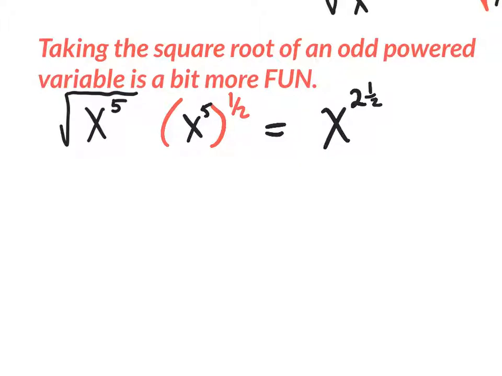Now once again, I did multiply 5 times half, right? When you say 5 times 1/2, you end up with 5 halves, which is an improper fraction. As a mixed fraction, it ends up being 2 and 1/2. And that's exactly why we have this 2.5 power. Okay, now we're not going to leave it like that though, okay?